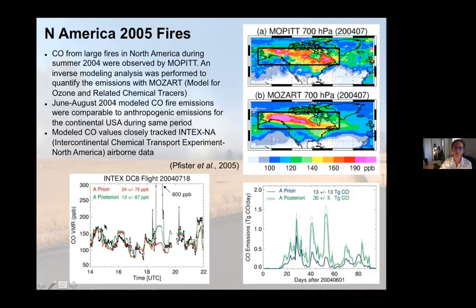And here there is a comparison between the model results and airborne results from INTEX-NA that was taking place at the same time. You can see the plume here as seen by the airplane and as seen by the modeling results. So here we are quantifying emissions from the satellite data.